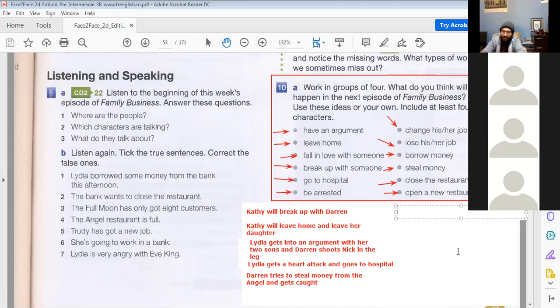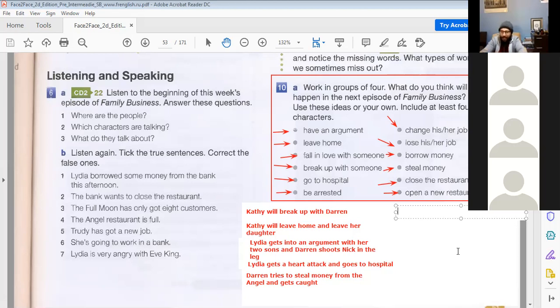Okay, but we don't have to make it too tragic. We already said Kathy will break up and run away with her daughter. What do you think will happen with Clive, the husband? What do you think he'll do? Maybe he'll open a new restaurant? Or maybe he will close the restaurant? I think close the restaurant. Find another job, maybe?